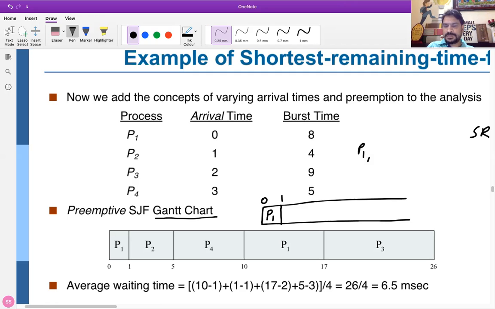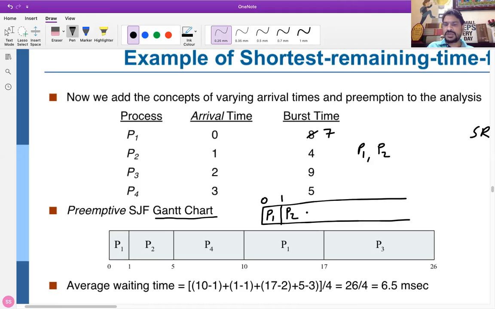After 1 unit of time, we'll see how many processes are available. We know the arrival time of P2 is 1, so P2 is also joining P1 at time t1. The burst time of P1 now is 7, because 1 unit of burst time has already been done. So we have 4 and 7, because only P1 and P2 are available at t1, so we have an option of comparing. We find that P2 has a chance because it is the smaller one. So P2 has a chance to get into the CPU.